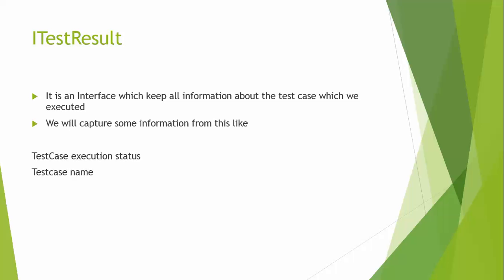ITestResult is a separate interface which keeps track of the test case information that we are currently executing. It contains a lot of information for that particular test case, but we will be using only some of it. I want the test case execution status, whether my test case passed, failed or skipped, and the test case name. I want the test case name so that I can capture the screenshot based on it, and I need the execution status so that I can identify whether my test case passed or failed. This is the one separate interface we will use. You will see in a couple of minutes when we write the actual code.